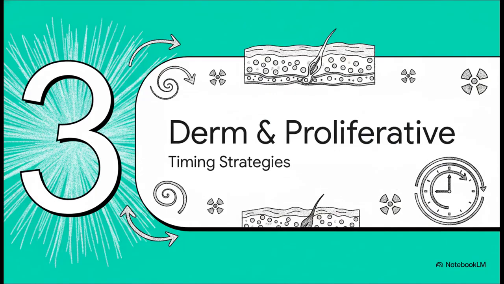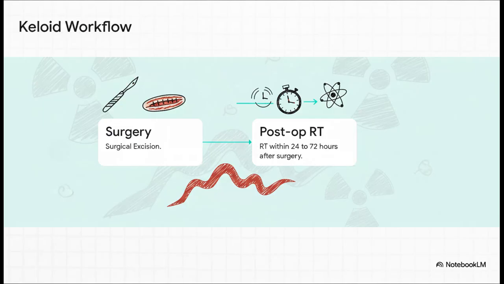Let's pivot over to Section 3, dermatologic and proliferative conditions. Let's talk keloids. These are those areas of excess scar tissue that pop up after a stressor, like a surgical incision or a bad burn. And much like heterotopic ossification, this workflow is entirely dictated by the clock. After the surgeon excises it, you've got a super tight window. You must administer the radiation within 24 to 72 hours. Wait too long, and your local control rates are going to plummet.